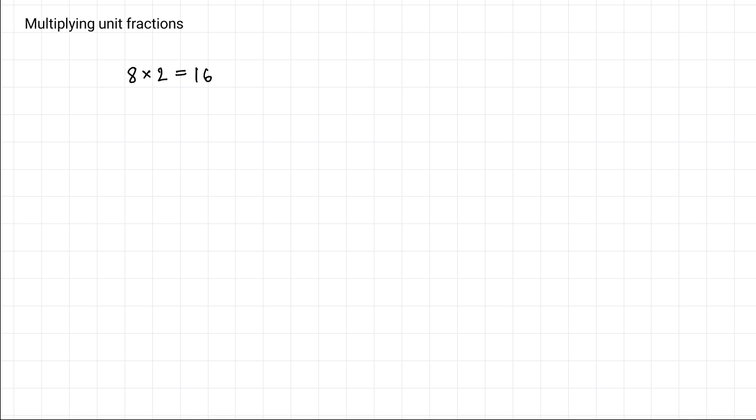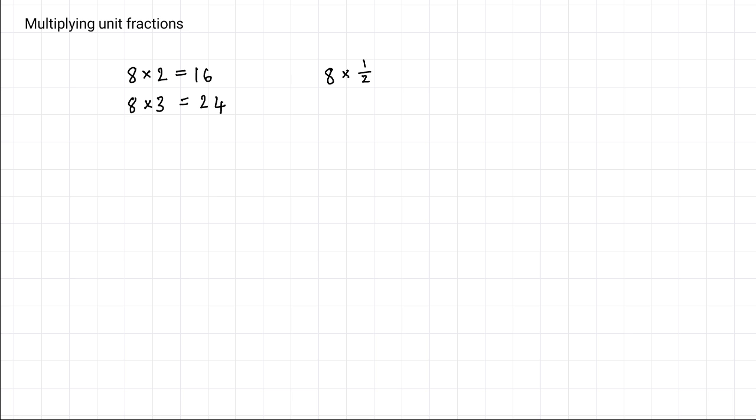We'll try again with 8 times 3. So this time I have 8 and I'm going to make that 3 times as big, and that will be 24. So now I'm going to multiply 8 by a fraction, so 8 times by a half.